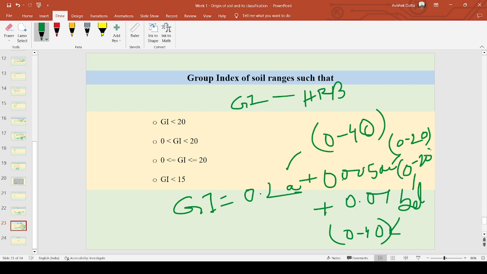If you put the minimum range and the maximum range, you will see it lies between 0 and 20, including the values. If you put 0 in all of A, B, C and D, you get 0. So group index can have the value of 0 and also the value of 20. So it falls between 0 and 20, including 0 and 20. Okay, clear?